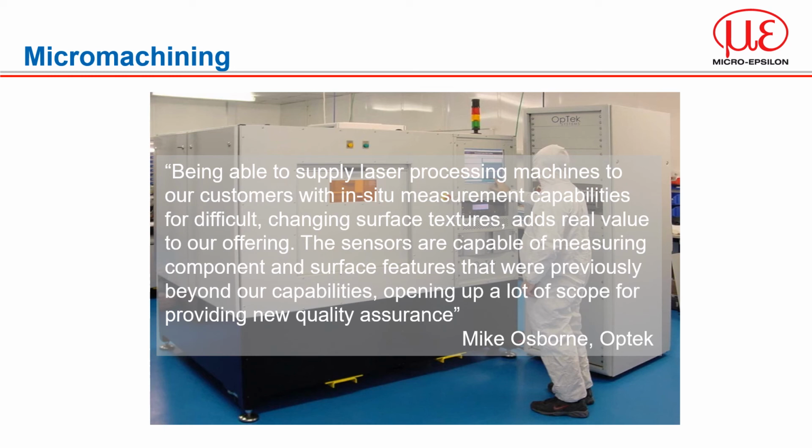The machines that they build need to work to extremely high tolerances, typically to sub-micron accuracy. This means that any measurement and inspection systems that they install on these machines also need to operate at these levels of accuracy.